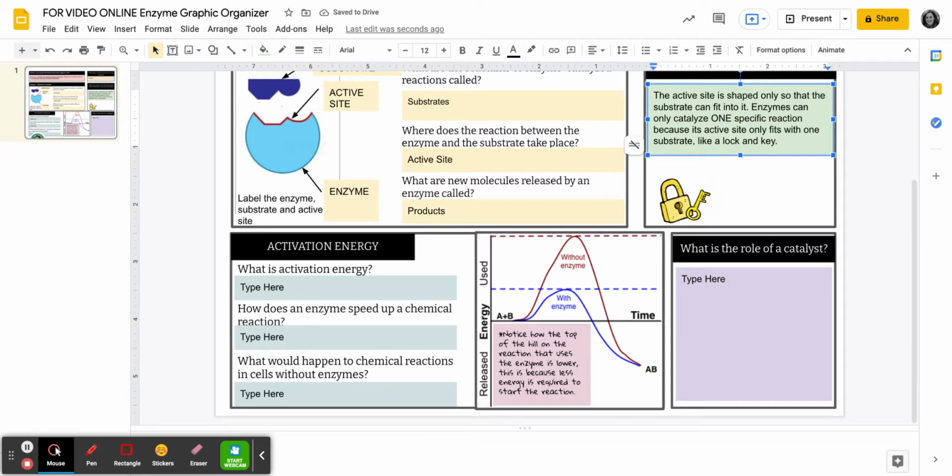So let's break this down. What is the role of a catalyst? Well, catalysts speed up reactions. And it does this by lowering the activation energy.